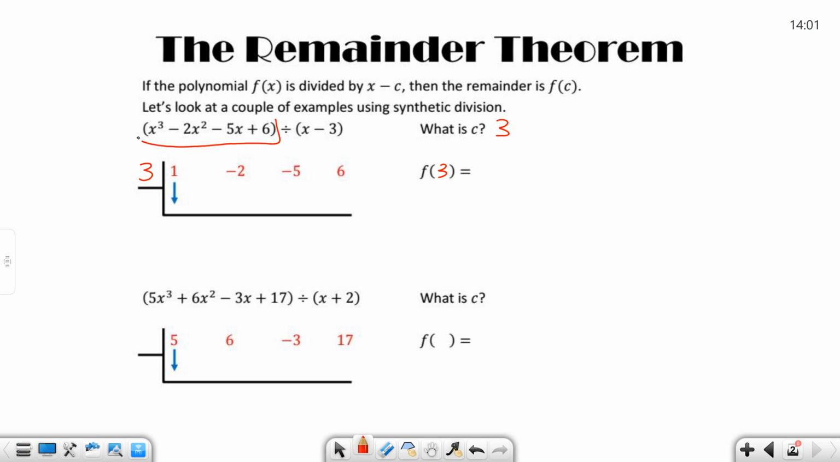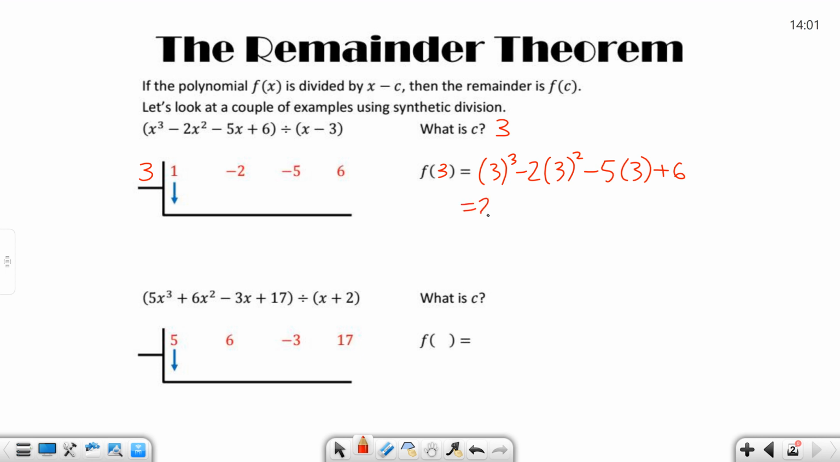Well, we already said this was f of x, right? Because f of x is divided by, that's this part right here, okay? So f of 3 means everywhere I have an x, I'm going to put a 3 in here, a 3 in here, and a 3 in here, right? So I'm going to have 3 to the third power minus 2, and then 3 squared minus 5 times 3 plus 6. So follow your order of operations.